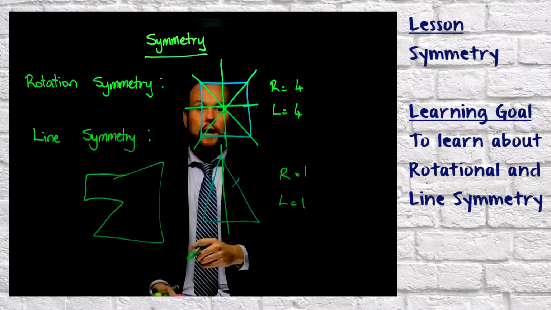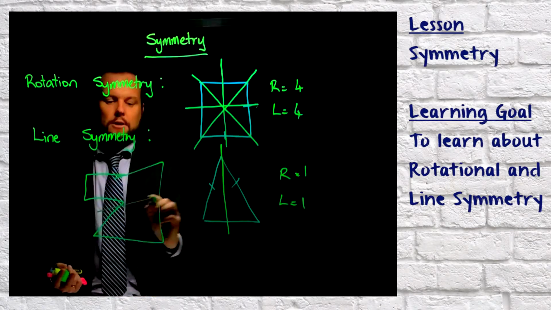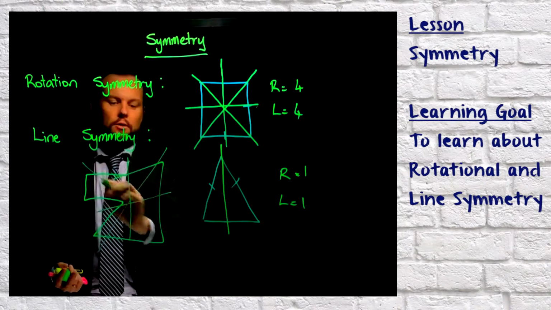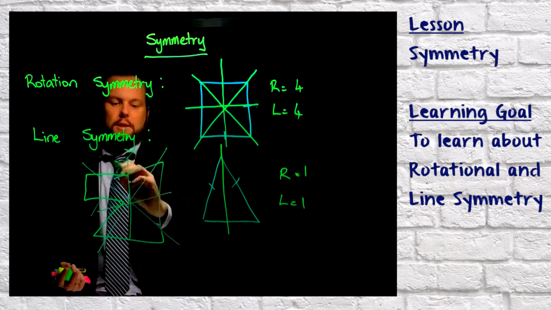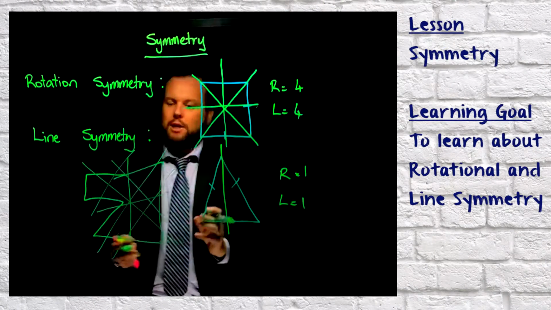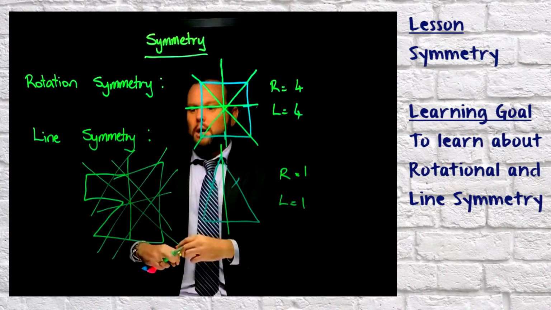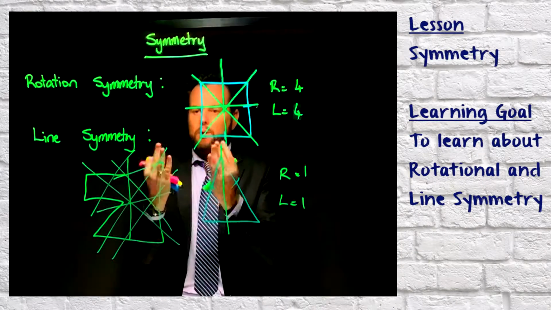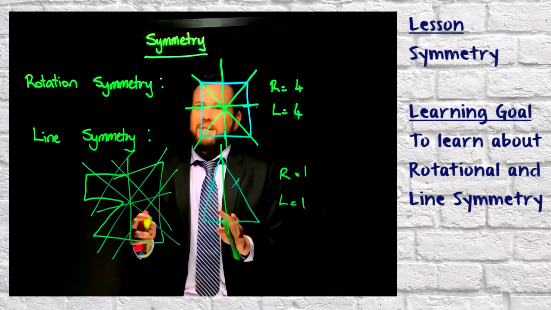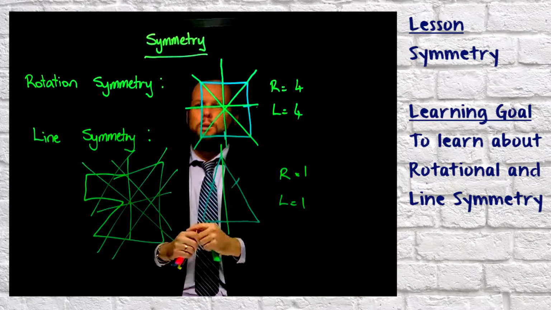Shapes can absolutely have no line symmetry as well. There's no way I could put a line through this and make it look the same. Doesn't matter which way I go, which direction, it's not going to look the same on either side of that mirror image. That's about it, guys. That covers everything that we'll be doing in symmetry.